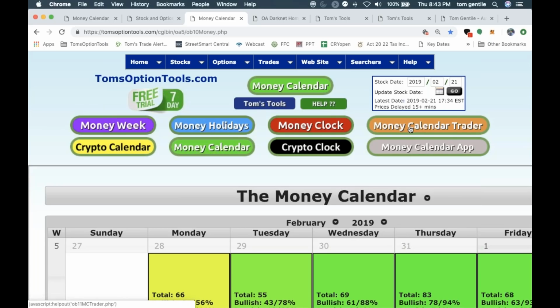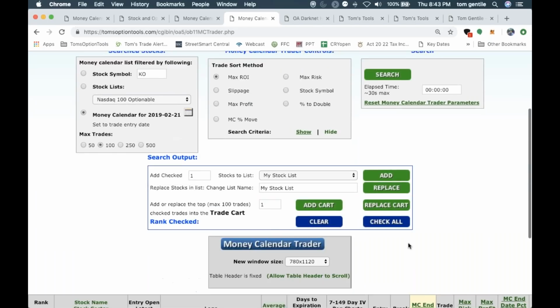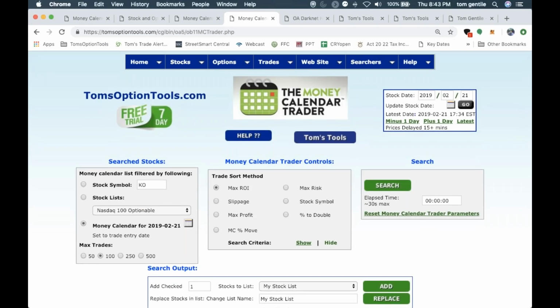We have something called Money Calendar Trader. Money Calendar Trader is kind of neat because it does a lot of the work for you. You just basically bring it up, click on search, and it will search for that particular day. If it finds anything, in this case it was finding Adobe Systems earlier today, it shows a potential trade. It shows you the trade entry date, the maximum risk, the maximum profit, as well as the money calendar end date and what it should expect to return on investment based on all of that back data. We call that Money Calendar Trader.